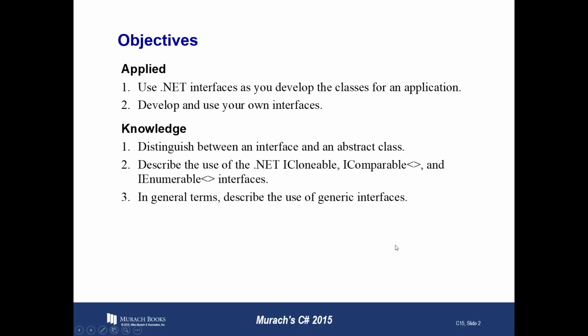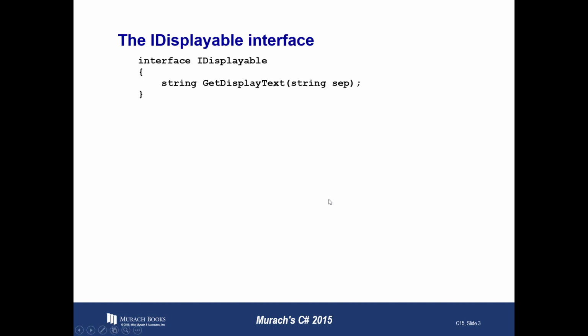Our applied objectives: use .NET interfaces as you develop classes for an application, and develop and use your own interfaces. And our knowledge objectives: distinguish between an interface and an abstract class, describe the use of the .NET cloneable, comparable, and enumerable interfaces, and in general terms, describe the use of generic interfaces.